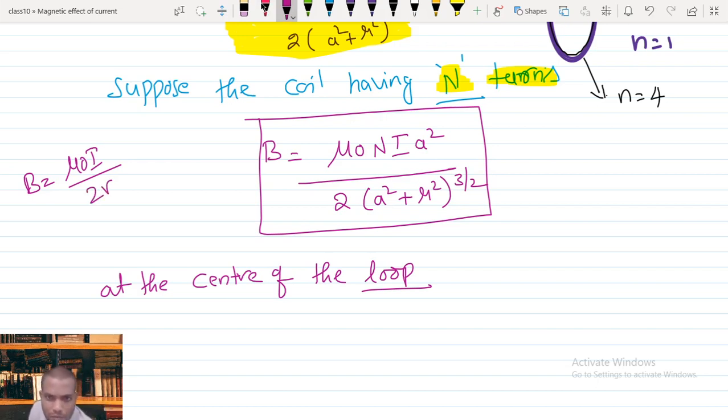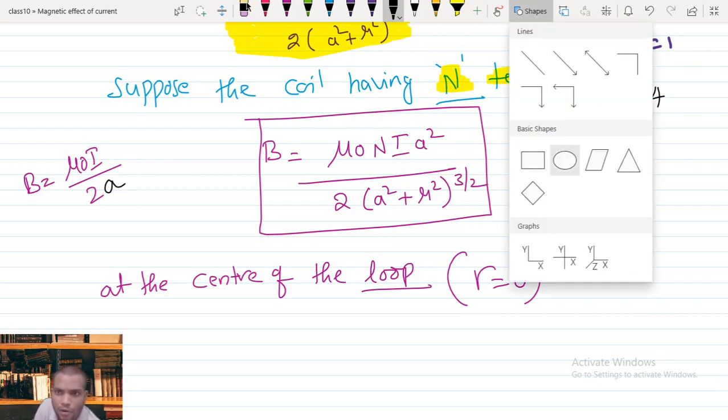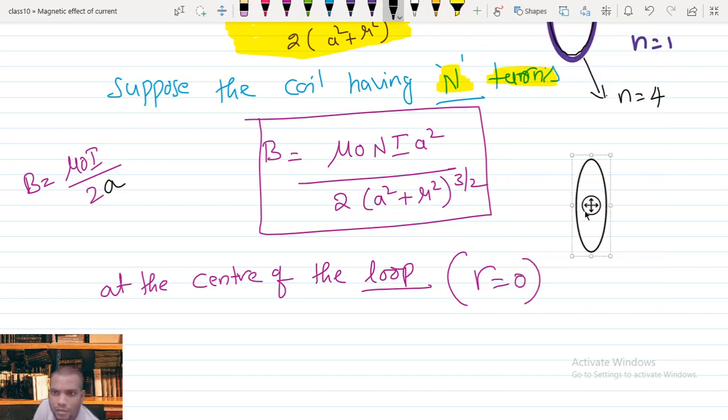Now at the center of the loop, it means the position R we need to consider equal to 0. We are taking that at the center of the loop R equal to 0. But in this formula R I have considered as the distance, and the radius is A, so the circumference is 2 pi A. So at the center of the loop, it means the distance from the loop to the point. So this is the loop and this is the R. So here the point we consider. This R value equal to 0, then only can we measure the magnetic field at the center.